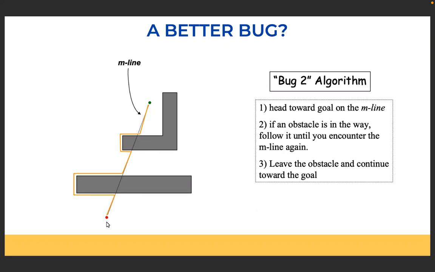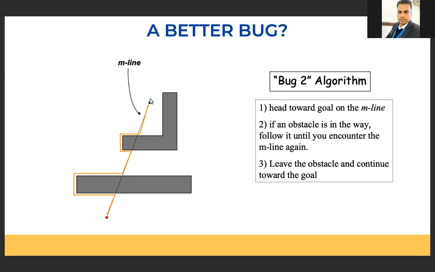So the algorithm is like this. You move along that line, which we'll call the M line. Once you hit an obstacle, you follow the obstacle until you reach the M line. You again follow this, again you follow this. Once you're back on the M line, you move towards the goal, and then you reach it. So this is what the Bug 2 algorithm does.